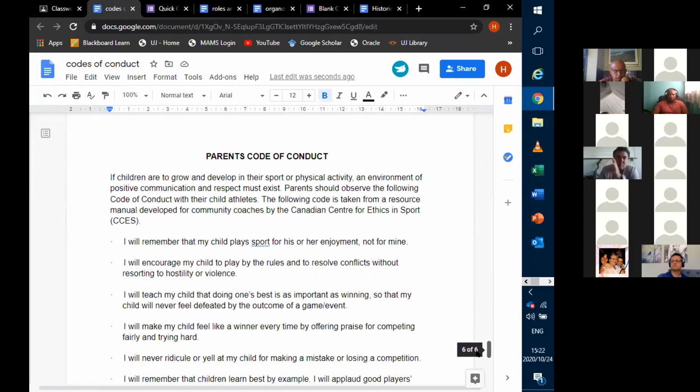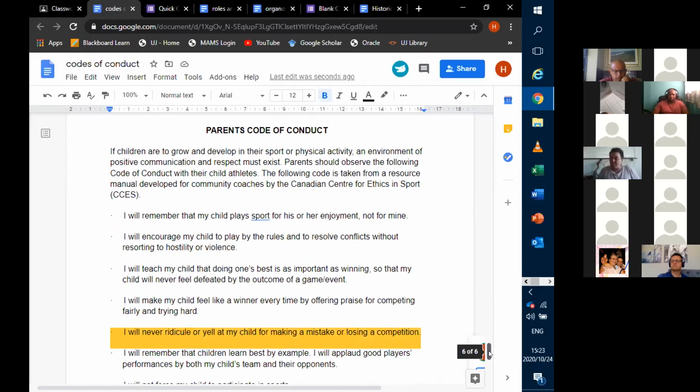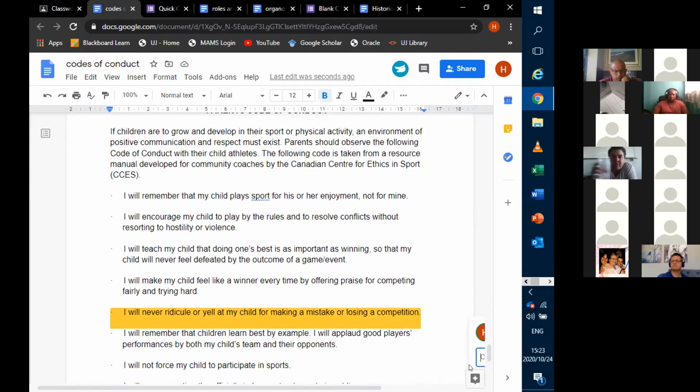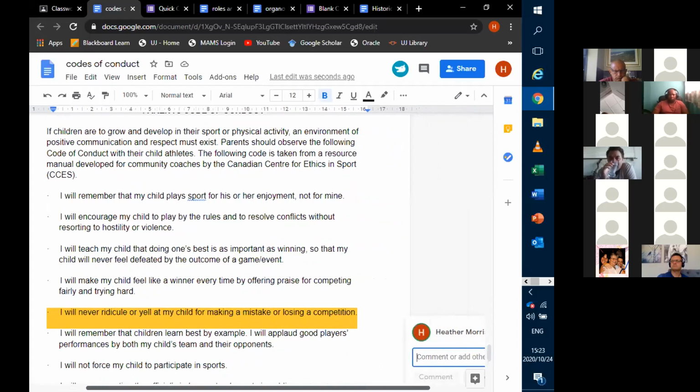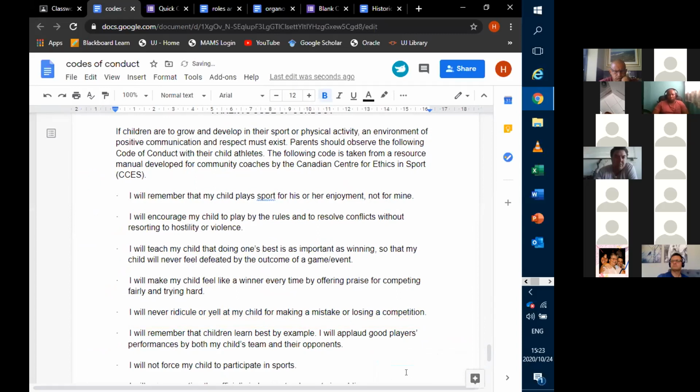And then we come to the very important part. I think each and every coach should talk to their parents, and that is the parents' code of conduct, because the kids have the right to swim because the parent gave the permission, but then they have to keep with the code of conduct. If children are to grow and develop in their sport or physical activity, an environment of positive communication and respect must exist. It must come from the coach, but it also must come from the parent. So they have to look at the code of conduct.